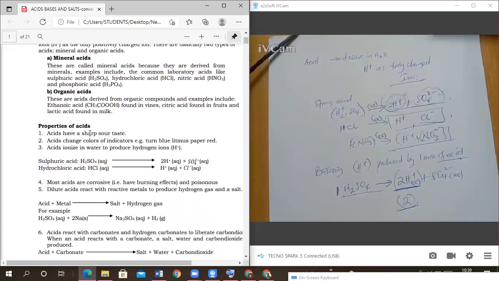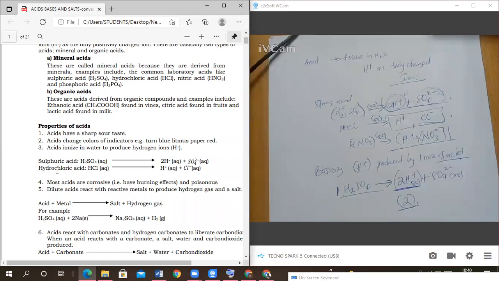So, properties of acids: they have a sharp sour taste. That one we have known, when you take a raw mango. Acids change the color of indicators. An example, it turns litmus paper red. An indicator like phenolphthalein turns from pink to colorless. Actually, when you use phenolphthalein indicator, you will not see an observable change, but methyl orange turns from orange to red.